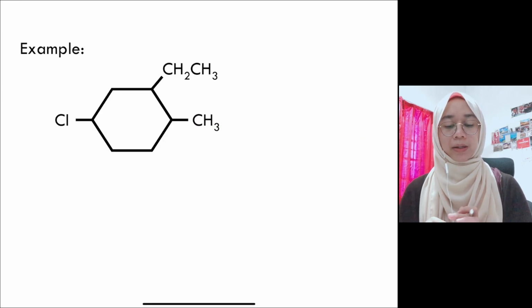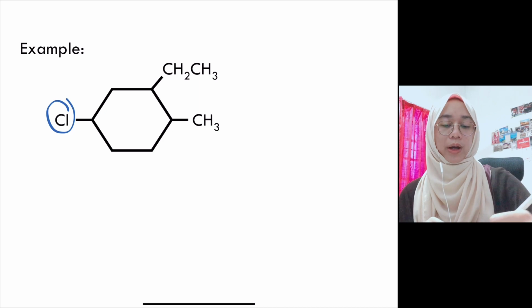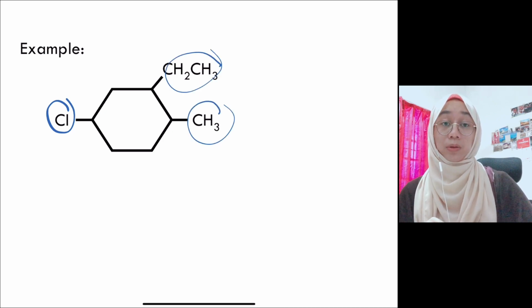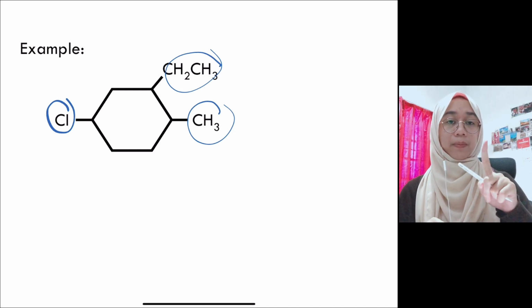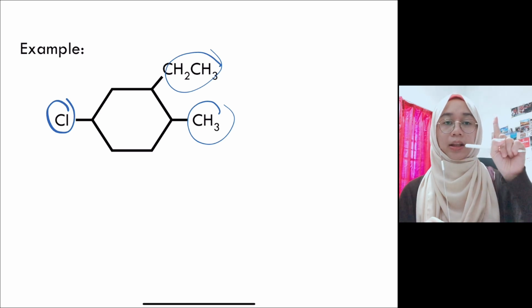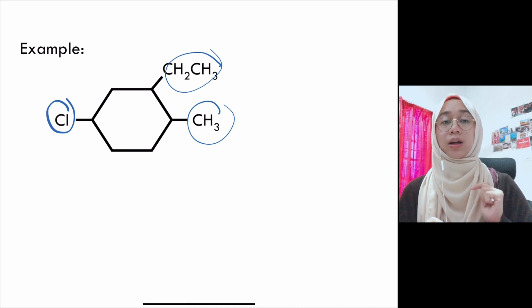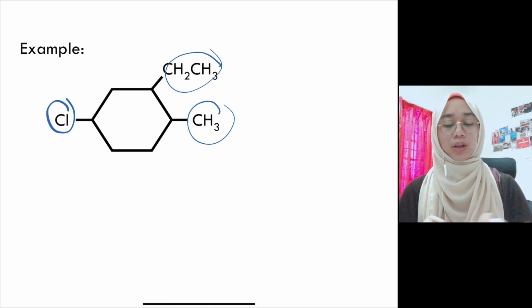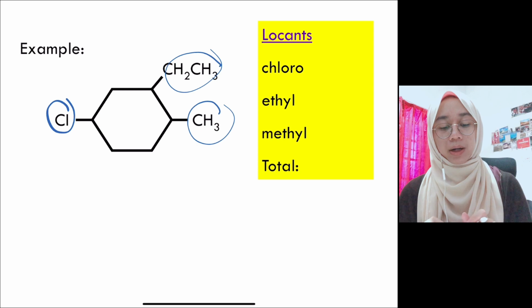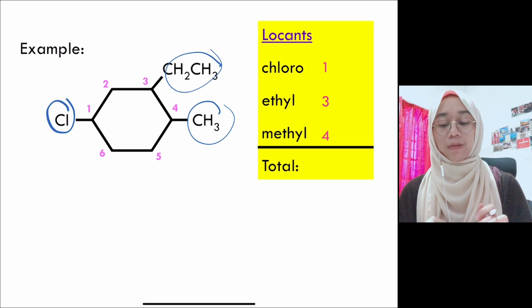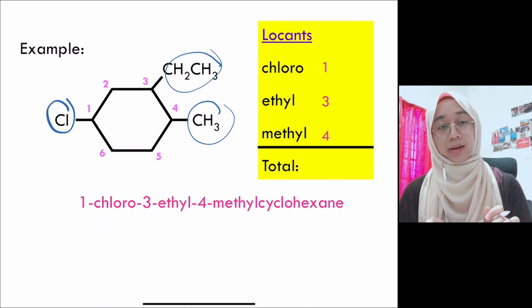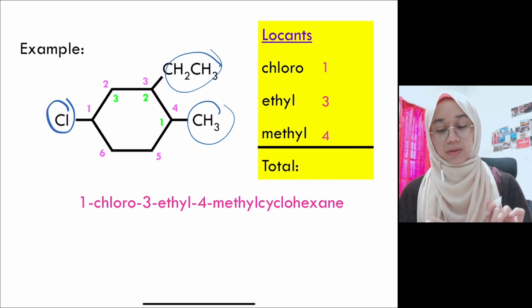So for example macam ni. Supposedly ini adalah chloro, ethyl, methyl. Kalau kita ikut alphabetical order, carbon yang attached dengan chlorine ni will be carbon number 1. Tapi adakah dia akan give the lowest set of locants? Let's say carbon number 1 start daripada chlorine. Therefore dia akan jadi macam ni. Chlorine terletak carbon number 1, ethyl terletak carbon number 3, methyl terletak nombor 4. If we total up 1, 3, 4, you will get 8.